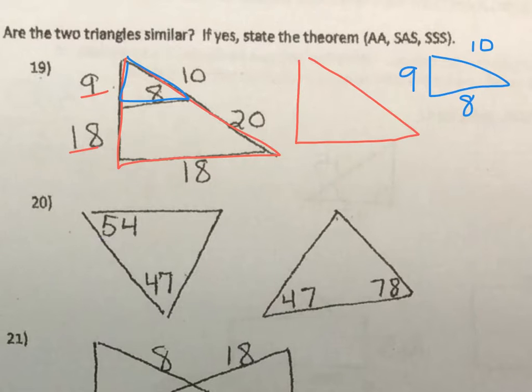So the 9 and the 18 I'm going to add together, so the total of that side is going to be 27. And this length is 18, and this whole length here I'm going to do 10 plus 20, which is going to give me 30. So now I'm going to find my partners.